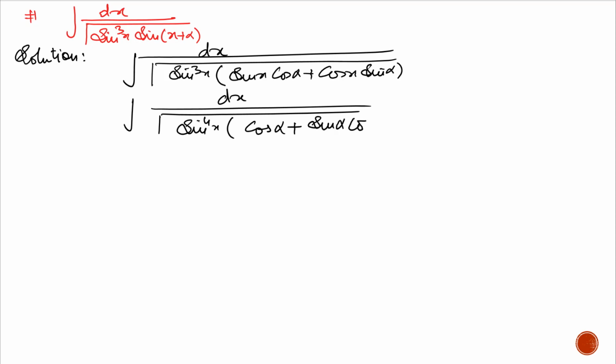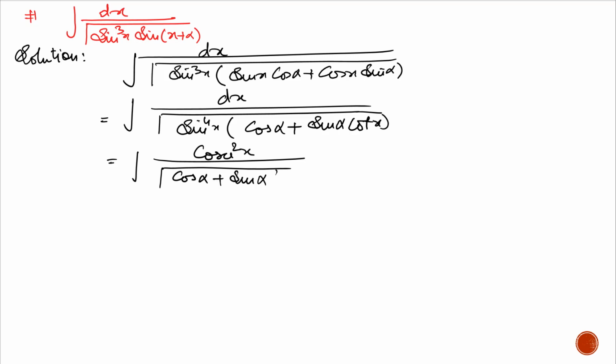When we take sine raised to power 4 x common, we have cosecant square x in numerator divided by the root of cos alpha plus sine alpha cot x with respect to x.